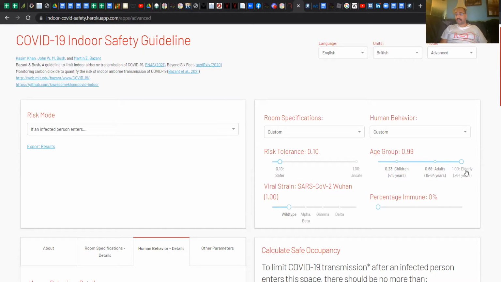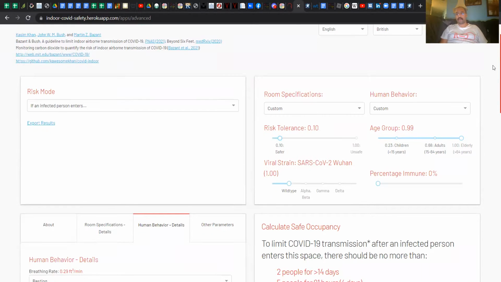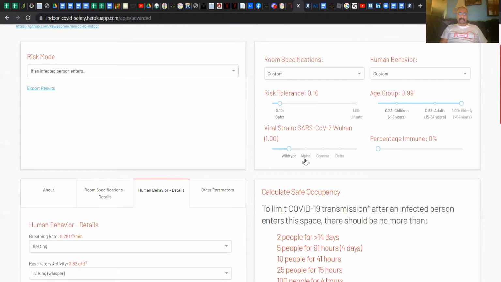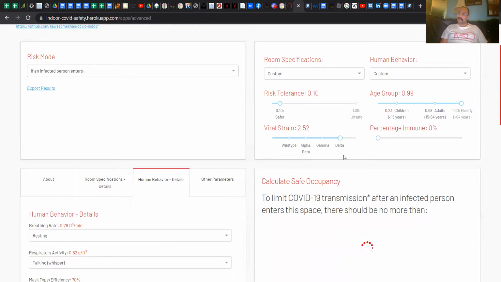So let's go with these folks. Our average age may be north of 64 a lot of times, but I wouldn't say any of you are elderly. Go ahead and select down here. This wild type was the first one from 2 years ago, and we sort of burned through it. Eventually we'll probably get Omicron data, but we'll pick Delta for now. And then you slide this over to 67%.